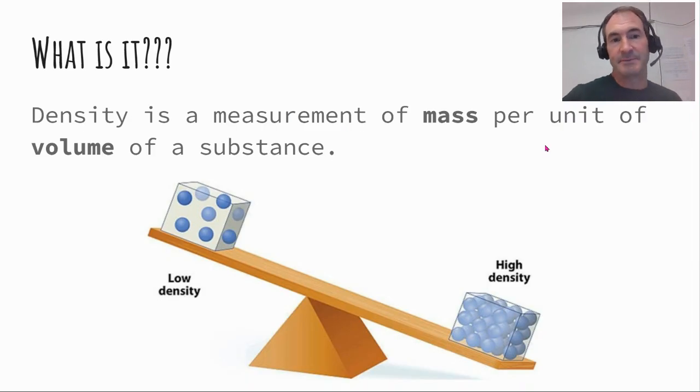So what is density? Density is a measurement of mass per unit of volume of a substance. What that means is if I have a certain amount or mass of a substance and I know the volume, then I will know the density. Anytime you're working with any material that is made up of just one substance, typically, for example, water or oxygen gas, the density at a specific temperature is going to be the same for all of that matter.